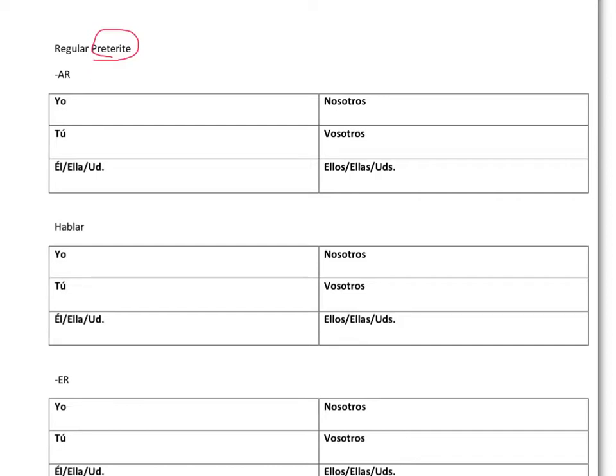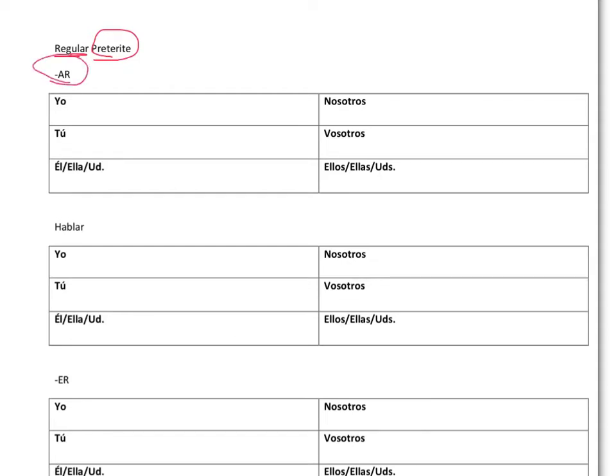So instead of saying I speak, like yo hablo, we would say yo hablé, I spoke. So it's all just the past tense. Muy fácil. So with a new tense, that means there's a new set of endings to learn. Today we're going to focus on the regular preterite, and I'm just going to show you a few irregulars as well. This is going to be a shorter video. So let's take a look.